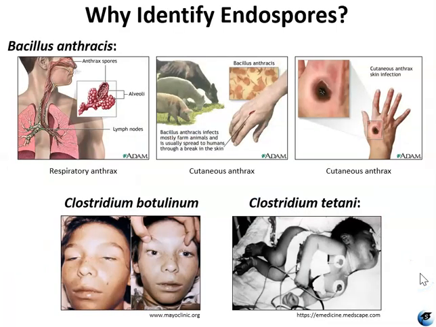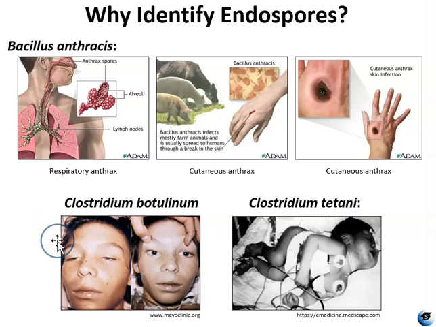Endospore staining is an important technique for identifying Bacillus and Clostridium. These are two genera of endospore-producing bacteria that contain clinically significant species. For example, Bacillus anthracis here. That is the bacteria that causes anthrax, respiratory anthrax, cutaneous anthrax, the skin. This has been of particular interest because of concern that its spores could be used as a bioterrorism agent.